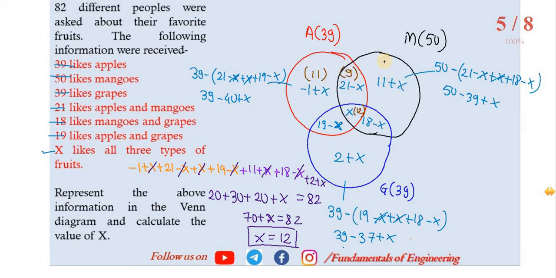11 plus 12, we are getting 23. And 18 minus 12, that is 6. 19 minus 12, that is 7. And 2 plus 12, that is 14. So that is the final information we got here. This type of problem we can get in terms of a Venn diagram.